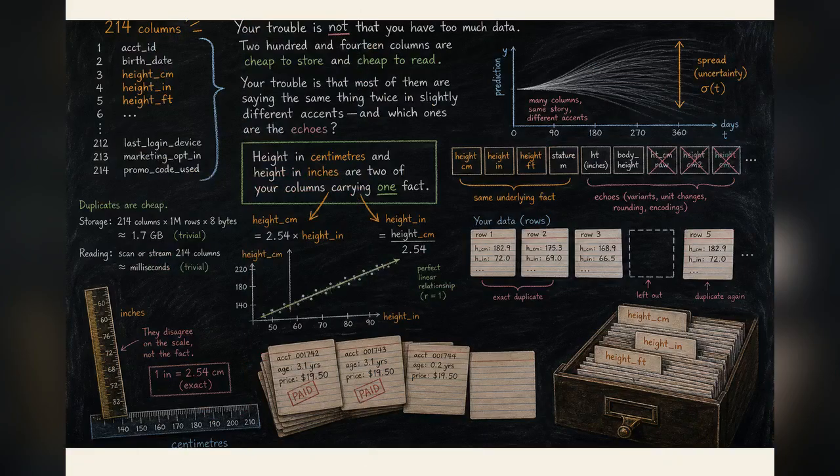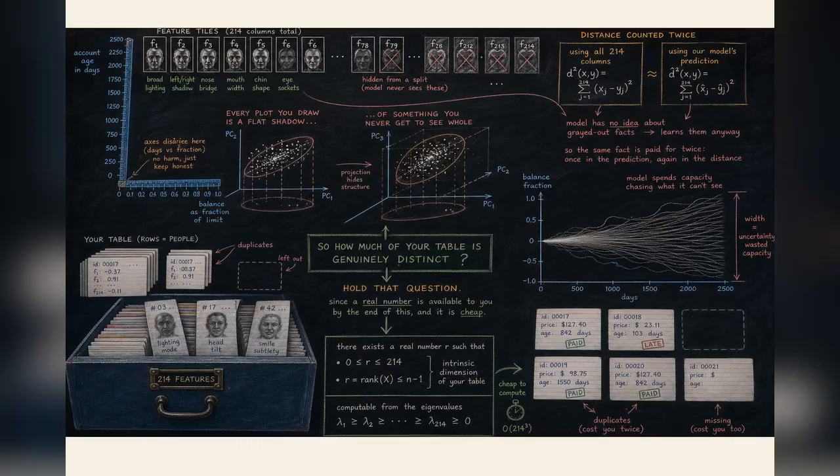Your trouble is not that you have too much data. 214 columns are cheap to store and cheap to read. Your trouble is that most of them are saying the same thing twice in slightly different accents, and which ones are the echoes? Height in centimeters and height in inches are two of your columns carrying one fact. Your model has no idea, so it will spend capacity learning both. Your distance calculations will count that one fact twice, and every plot you draw is a flat shadow of something you never get to see whole.